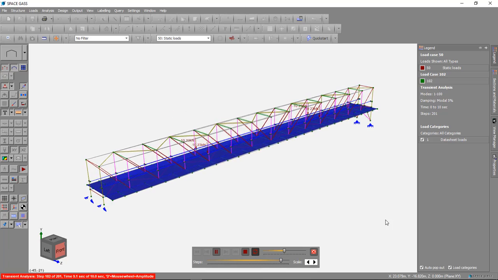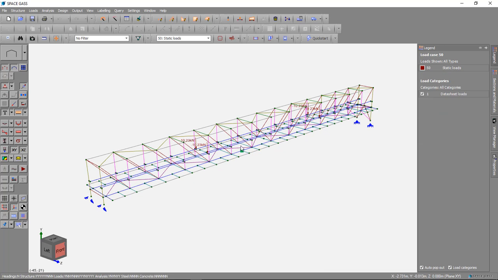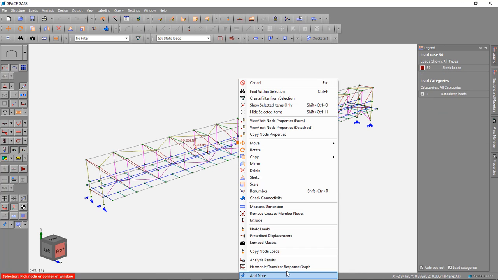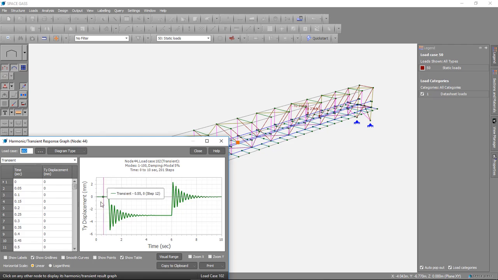So you see the effect. And if I look at that graph of that node again, so we've got the initial 1 second where nothing happens, then we apply the load, it bounces around, settles down to the 2.98 millimeters, and then we take the load off, so it bounces around again and comes back to 0.